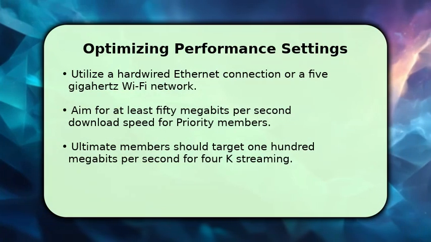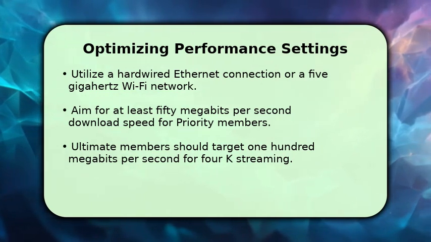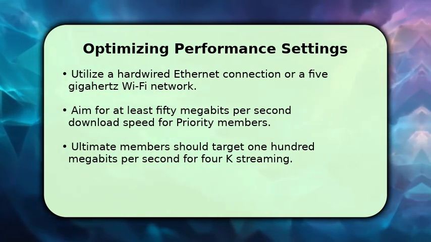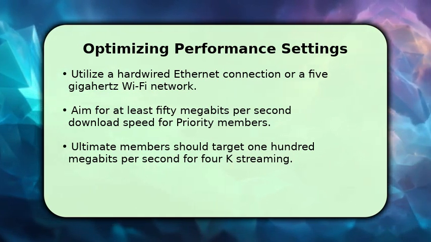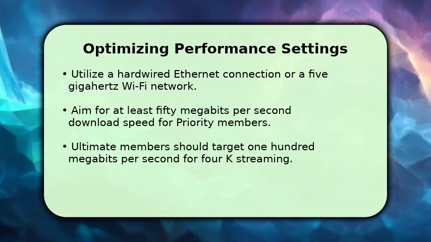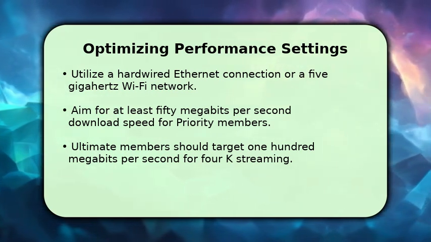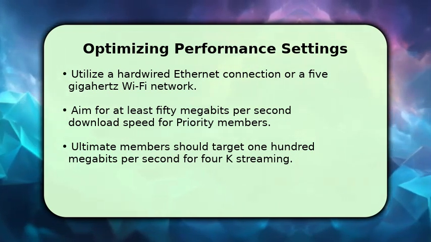To get the best experience, a stable internet connection is key. We highly recommend a hardwired Ethernet connection or a 5 GHz Wi-Fi network. Priority members should aim for a minimum download speed of 50 megabits per second, while Ultimate members will benefit from 100 megabits per second for crisp 4K streaming.